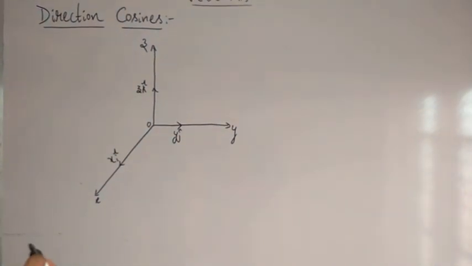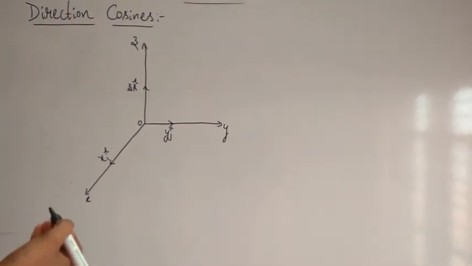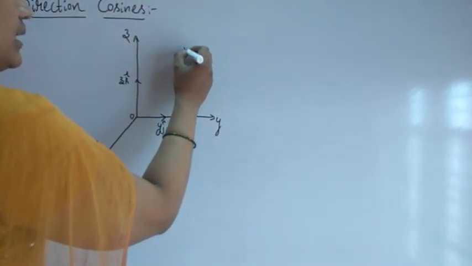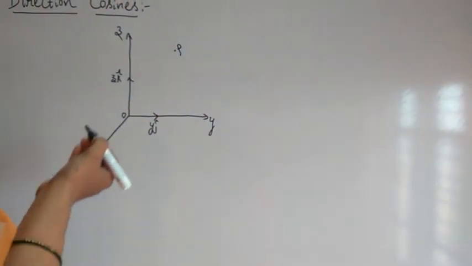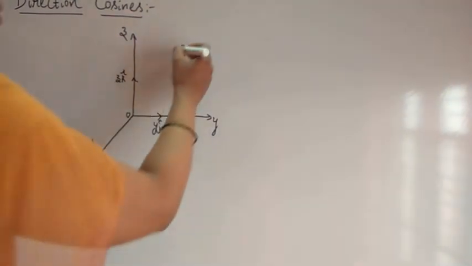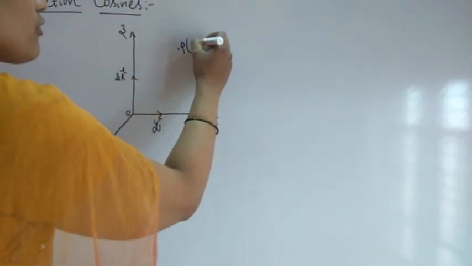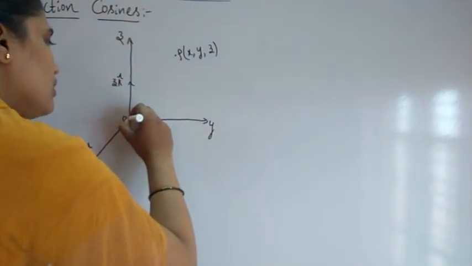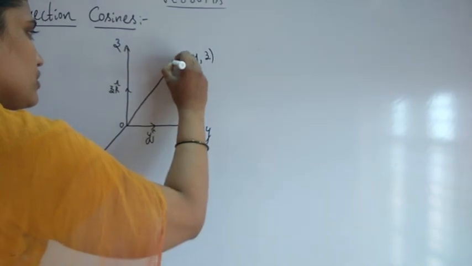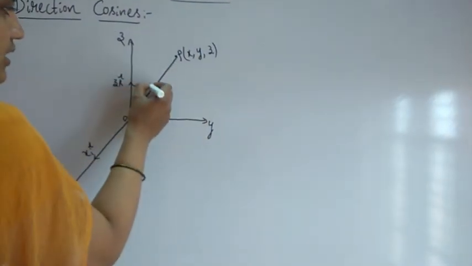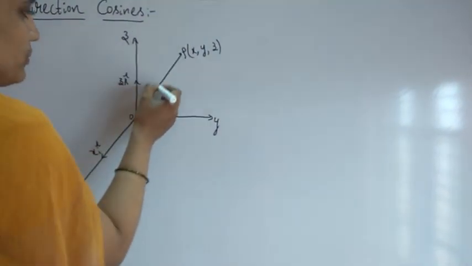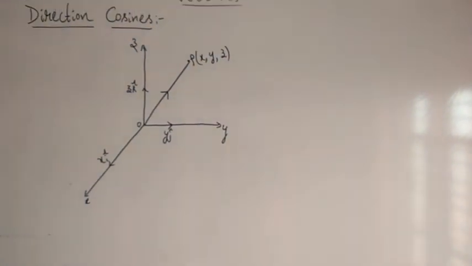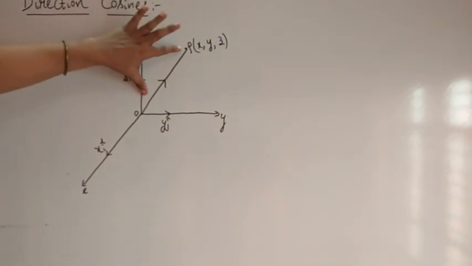Now let us consider a point P in space. Let P be any point in space. Since point P is in space, the coordinates of point P are in the form x comma y comma z. Join OP. Here we are joining from O to P, meaning the arrow is from O to P. Clearly we can see that there exists a vector OP.